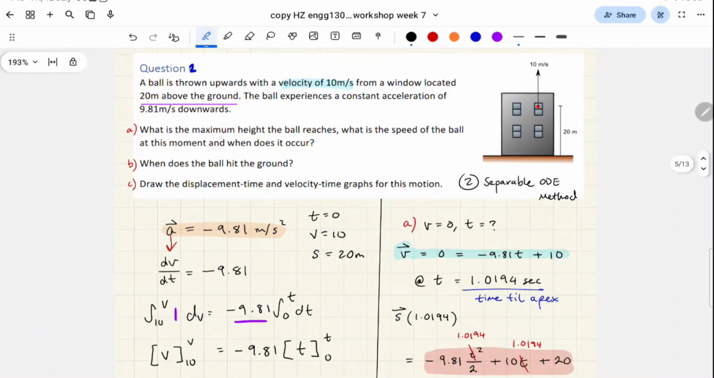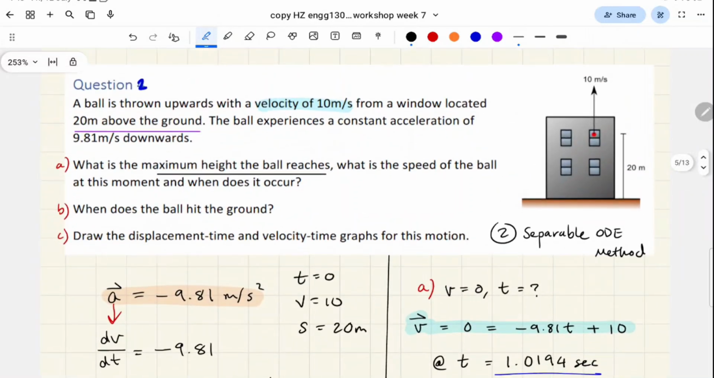It's asking for stuff like what's the maximum height the ball reaches, what's the speed of the ball at this moment, and when does it occur, right? So this is one of those implied things. This is a part of projectile motion, right? Can someone tell me what is the speed of the ball at the moment it reaches the top height? Very good. So at the apex of a throw, the velocity is 0, at least the vertical velocity is 0, right? So it's basically just saying v is 0 meters per second. It's not moving up or down. And then we have to find what t is, right?